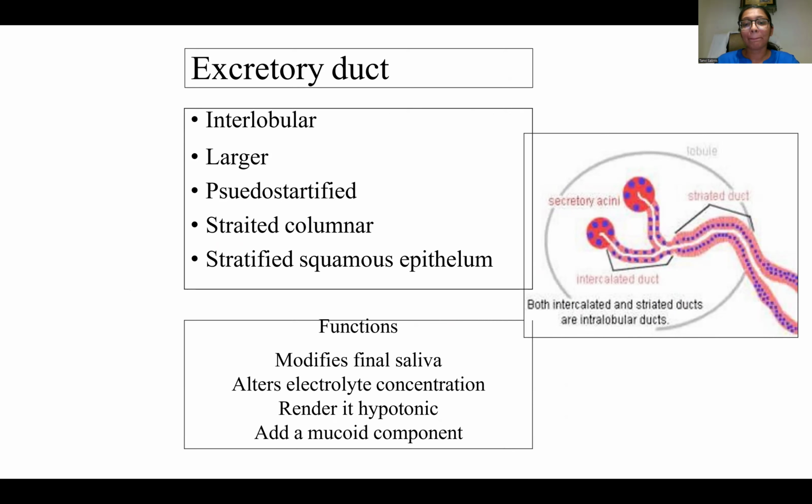present. The functions are going to be, it is going to modify the final saliva, alter the electrolyte concentration, render it to be hypotonic, and adds a mucoid component. So the important point to be noted here is the excretory duct helps in the addition of a mucoid component to the salivary glands.